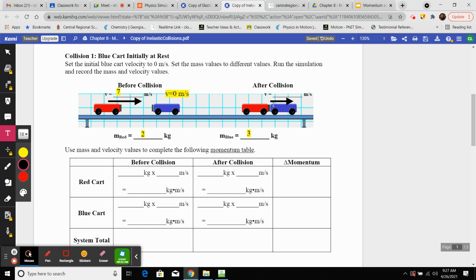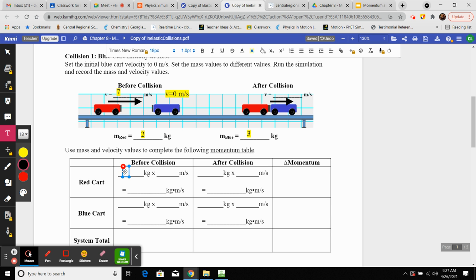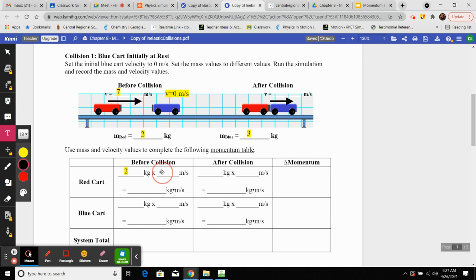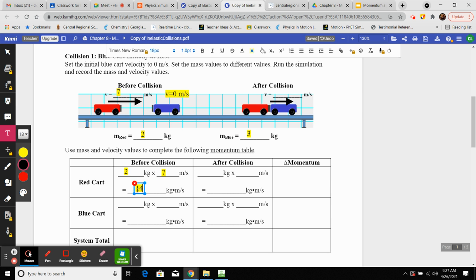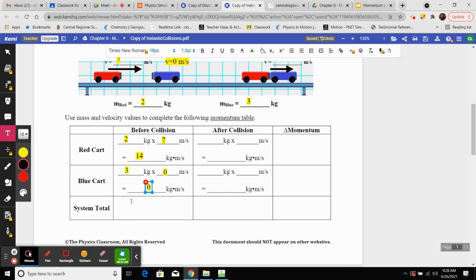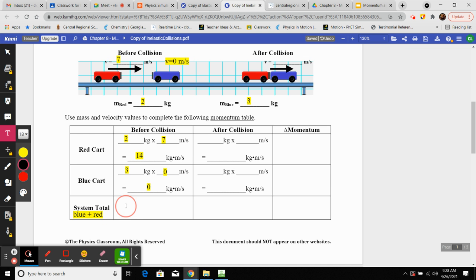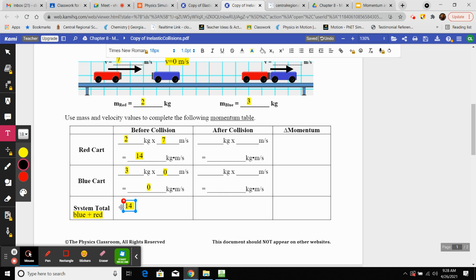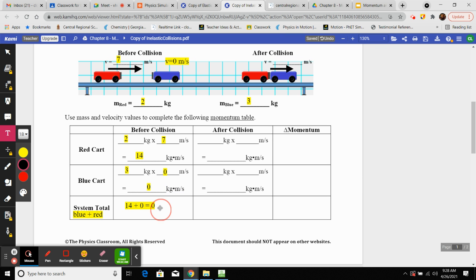Now, since they get stuck together, they're going to be both moving at the same speed. So let's pipe in our pieces of information here. You have 2, you have 7. You're going to multiply them, you're going to get 14. Blue, you're going to do 3 times 0. Multiply them together, you get a total of 0. So the system total, still the same thing like before. Okay, blue plus red. So 14 plus 0. And that will equal 0 kilogram meters per second.